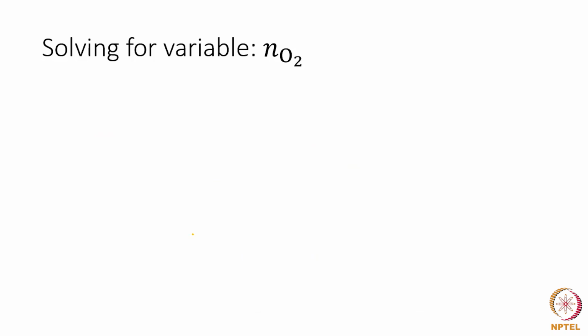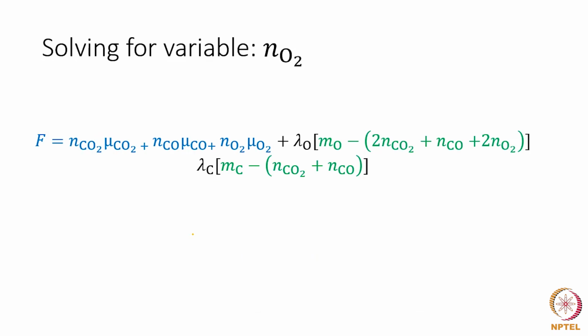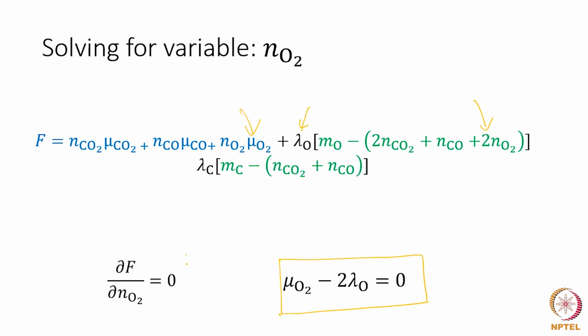The third variable, NO2, the number of moles of oxygen, can also be used. So we take the composite function and differentiate with respect to the number of moles of oxygen, and we will see that it involves the quantities that are marked here, which gives a very simple form of the equation that comes out of this minimization of f with respect to NO2, which is basically here. So we now have three equations for three variables.